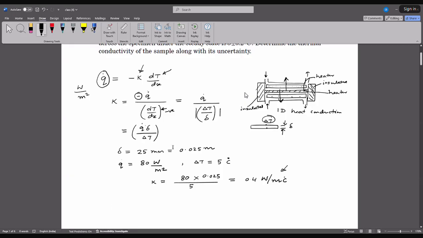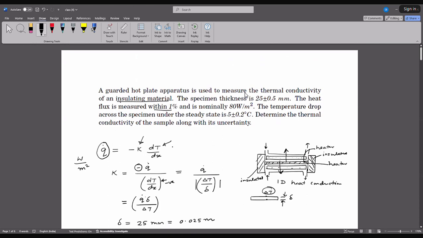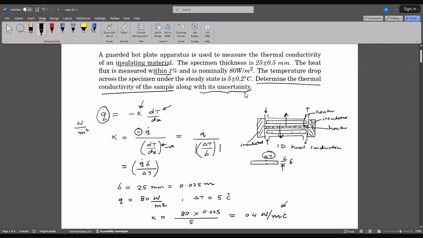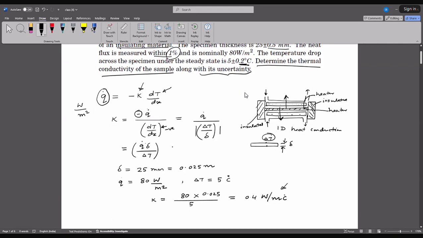Now, that is the first part of the question: determine the thermal conductivity of the sample. The second part asks for its uncertainty. The thickness delta has an uncertainty, the heat flux has an uncertainty, and the temperature drop also has an uncertainty. All three have uncertainties, so we first note down the uncertainties.